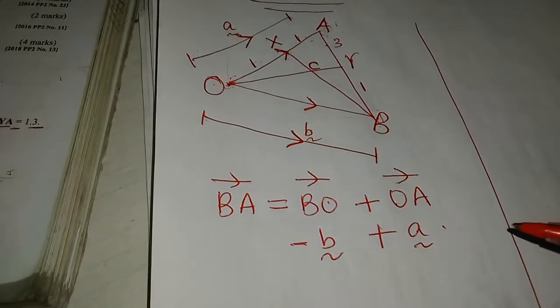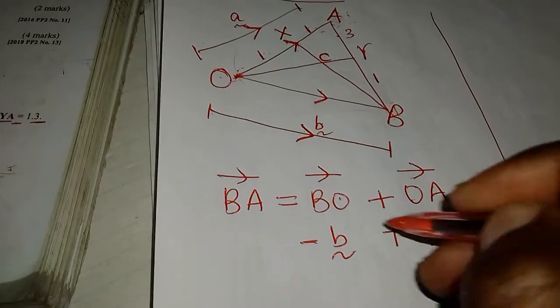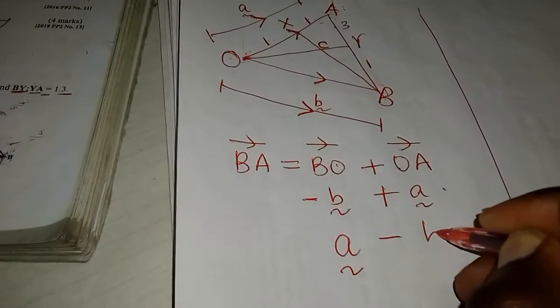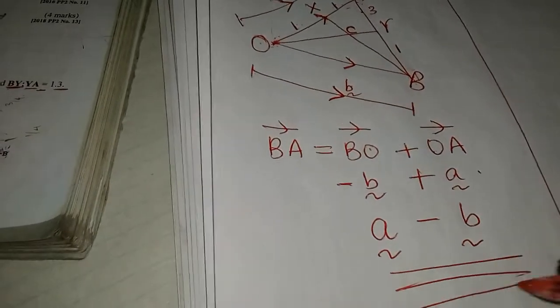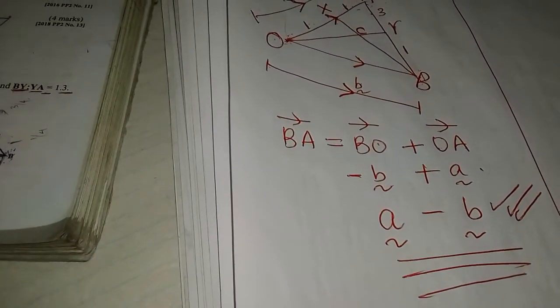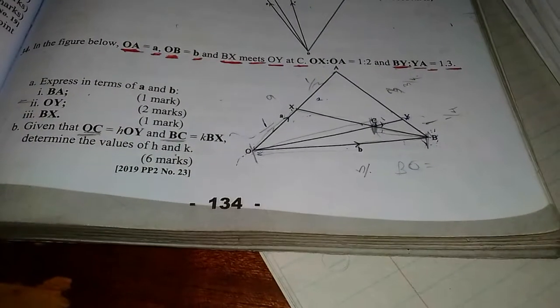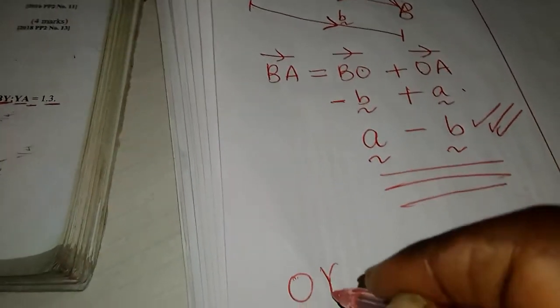For the purposes of clarity, I can rearrange these. So I'll say vector A, then minus vector B. That one becomes my BA. Oh, that is easier. So let's go to the next part. They want us to get OY. Good. So how do I get OY?